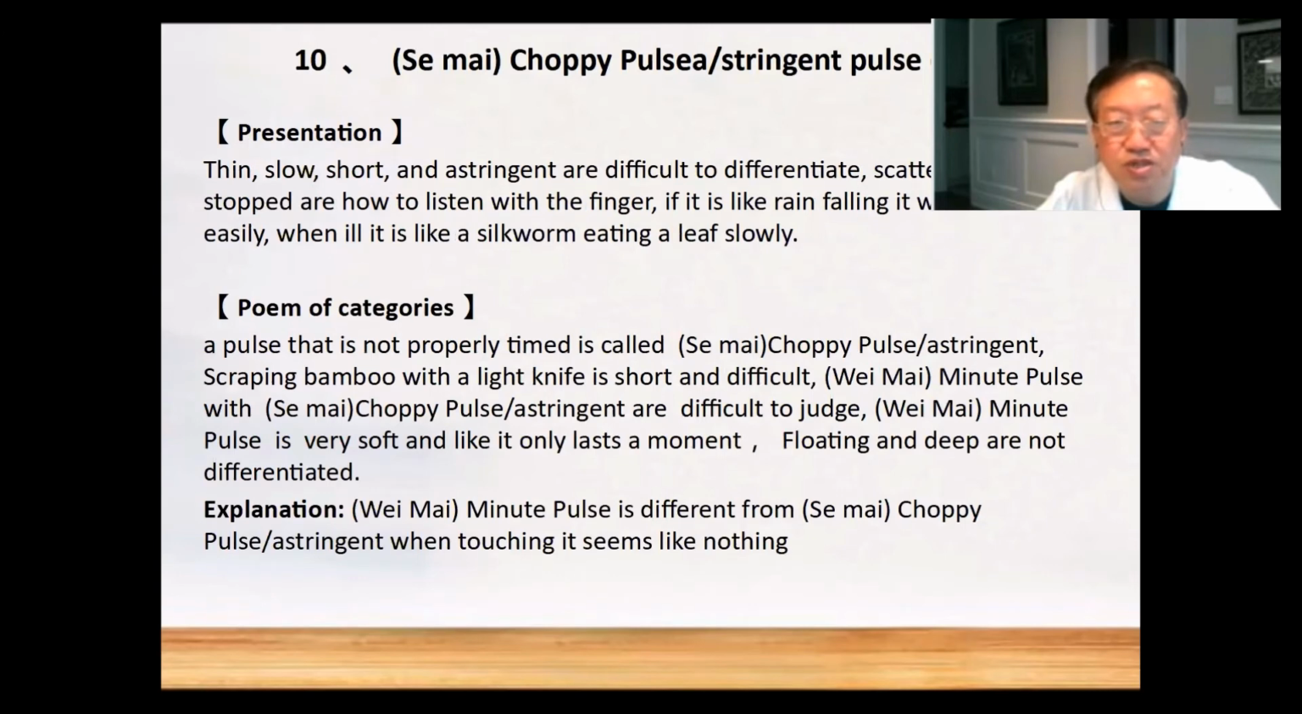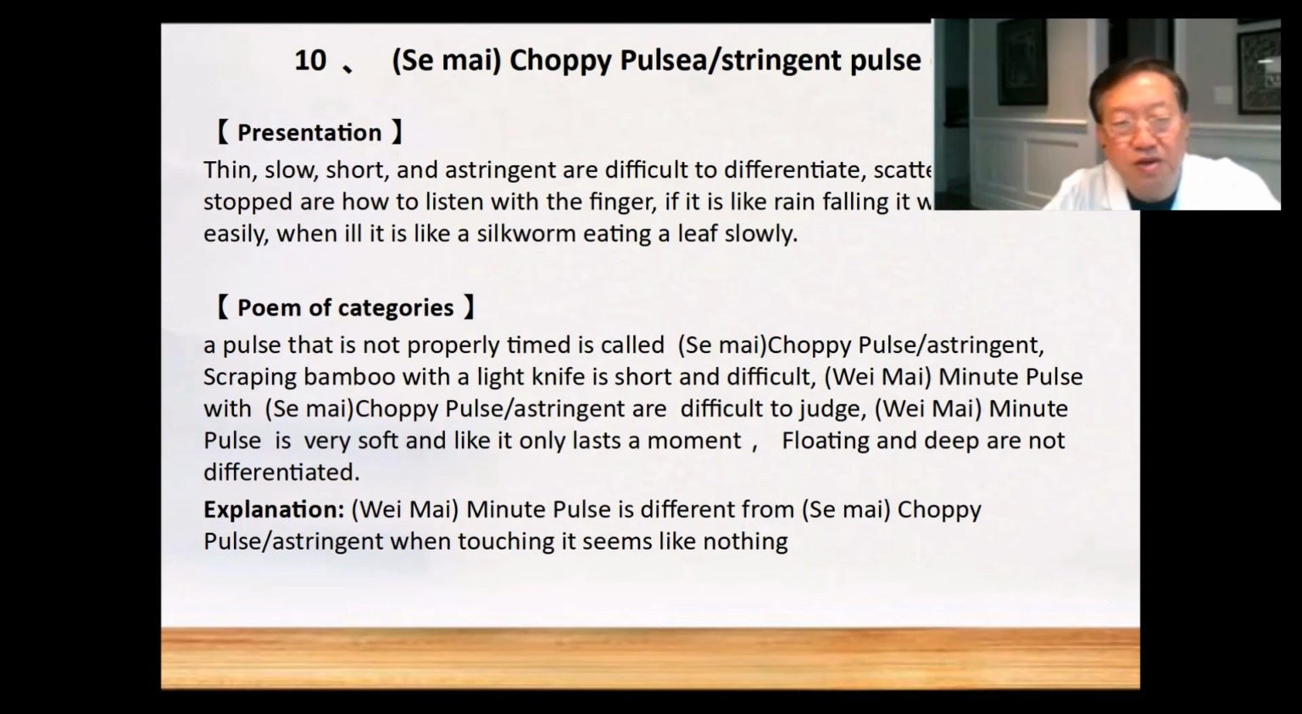10. Semai, choppy pulse or stringent pulse, is in the yin category. Presentation. Thin, slow, short, and astringent are difficult to differentiate. Scattered and stopped are how to listen with the finger. If it's like rain falling, it will scatter easily. When ill, it's like a silkworm eating a leaf slowly.